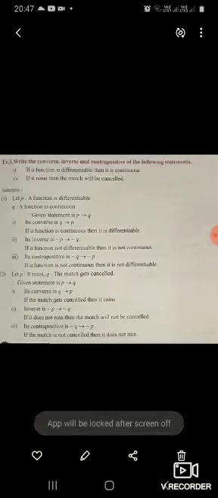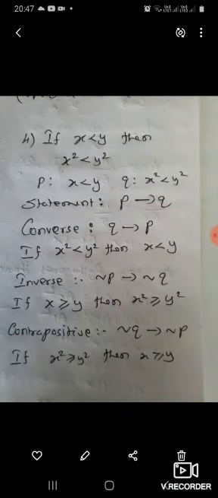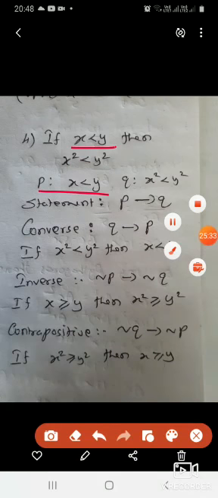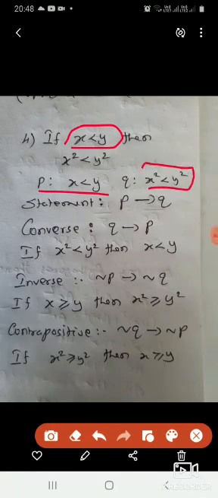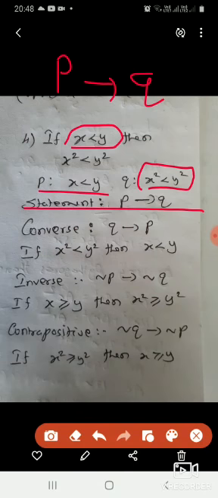Now the same thing, there is one sum from the exercise. Suppose the conditions are given. Exercise question number 4, the first one: instead of giving the statement, the condition is given. Listen, P is the first one, Q is this one. The statement is, if x less than y, then x square less than y square. This is a statement, P to Q.